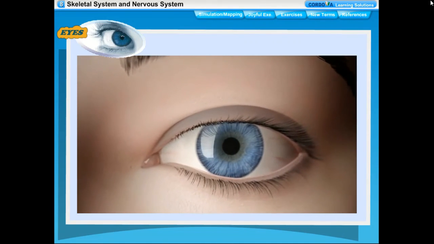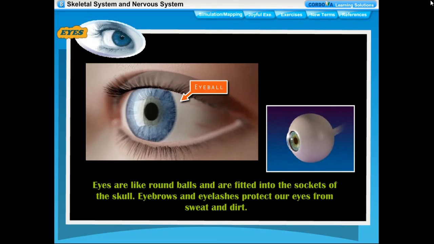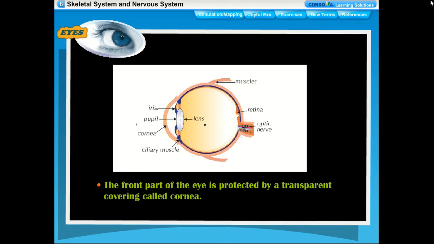Ears. We have 2 ears, one on either side of the head. These are the sense organs of hearing. We are able to hear various sounds with the help of our ears only. They also help us to maintain our balance.